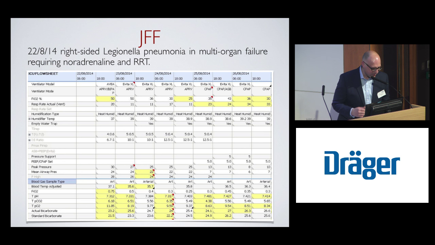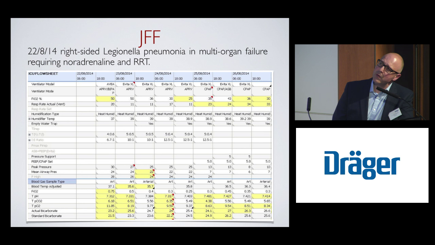Well, I'm going to show this case. It's a lady who had a right-sided Legionella pneumonia, multiple organ failure, and you can see again you're going from APRV there with that mean airway pressure, and you start with 75% and it very rapidly improves over time. And by over time, I mean over the last three, 4 days.